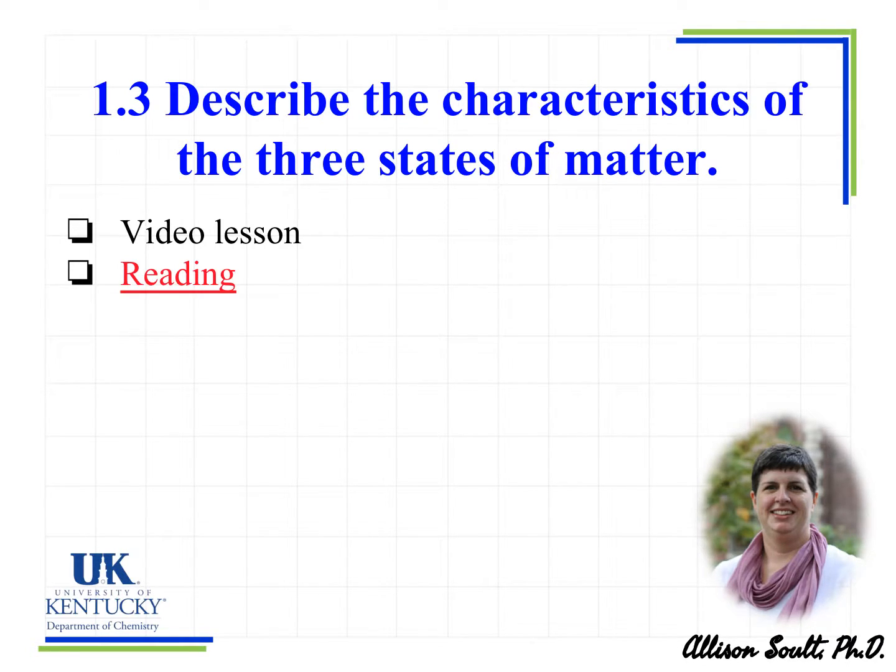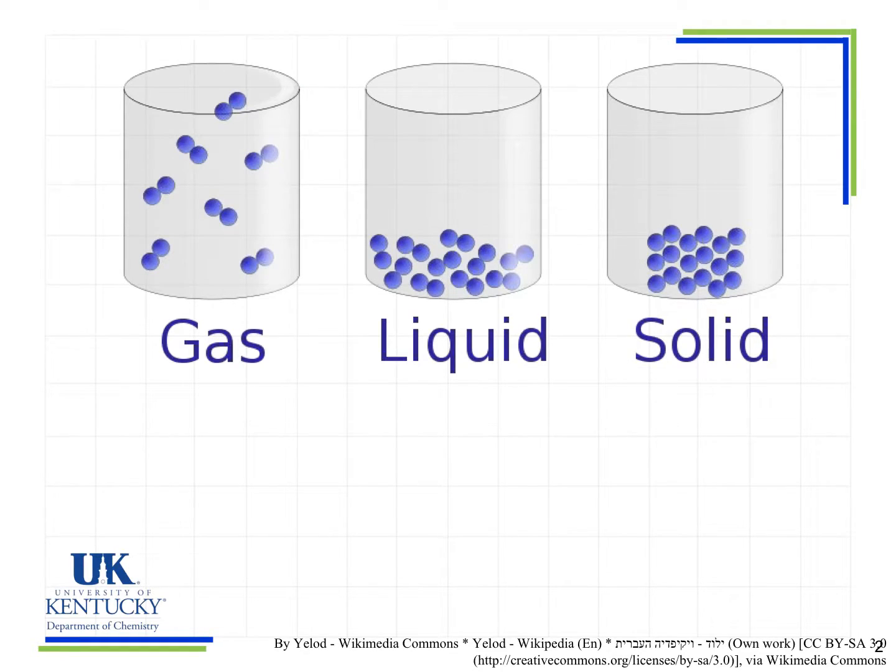In this lesson, we will describe the characteristics of the three states of matter. The three states of matter we are going to examine are gas, liquid, and solid. And we're going to talk about three different aspects of their properties and characteristics. The first of which is their shape and volume. The second is their compressibility. And the third is the movement of molecules in that particular phase or state of matter.